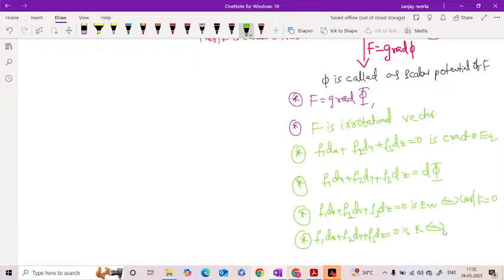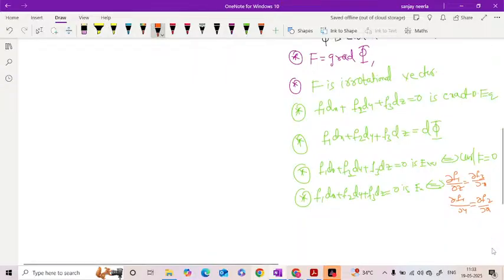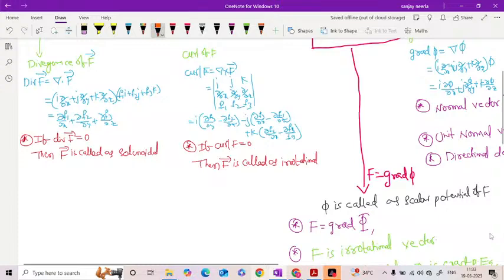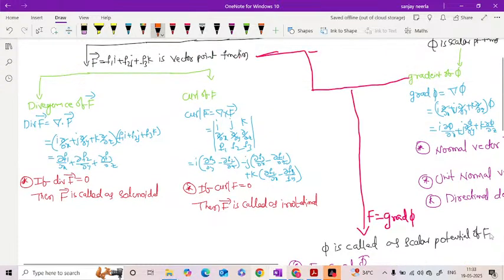And the next point, f1 dx plus f2 dy plus f3 dz is equal to 0, exact differential equation. The necessary and sufficient condition for this exact differential equation is dou f1 by dou z is equal to dou f3 by dou x, and dou f1 by dou y is equal to dou f2 by dou x, and dou f2 by dou z is equal to dou f3 by dou y. So this is the necessary and sufficient condition for this exact differential equation, if it is a scalar potential field.